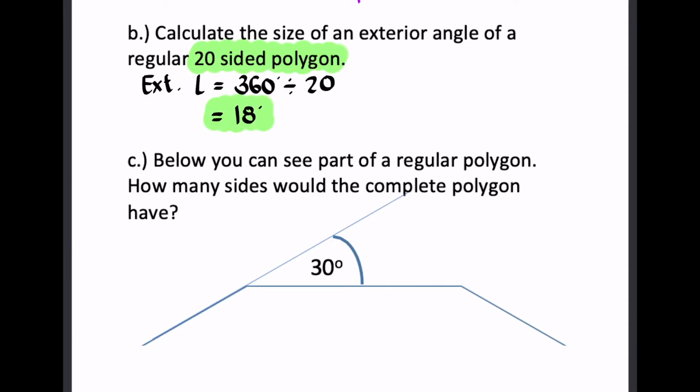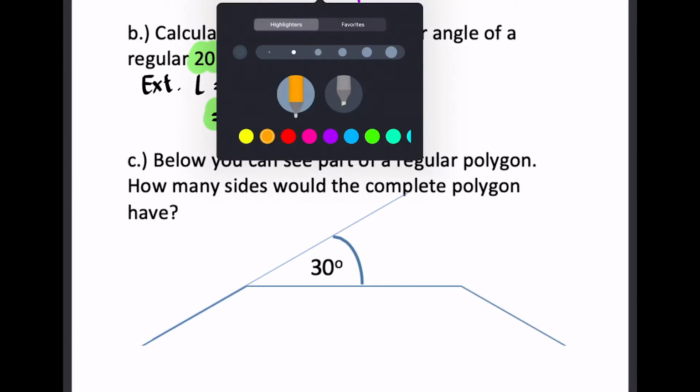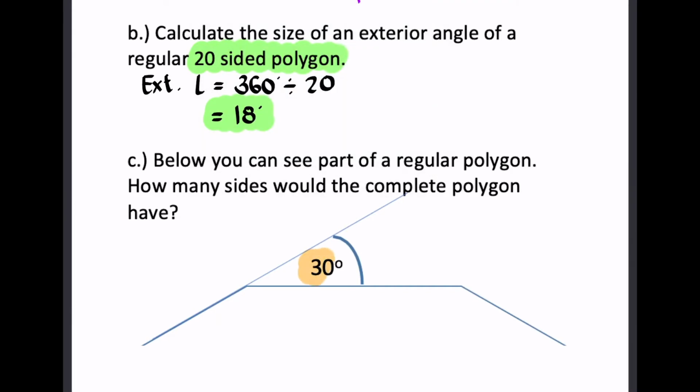Question number C says below you can see part of a regular polygon. How many sides would the complete polygon have? Alright, so now we have part of a regular polygon. We don't know how many sides this polygon has. However, what we were given is the exterior angle being 30 degrees. That means that I can still use my formula for the exterior angle of a polygon. So the exterior angle is equal to 360 degrees divided by n.